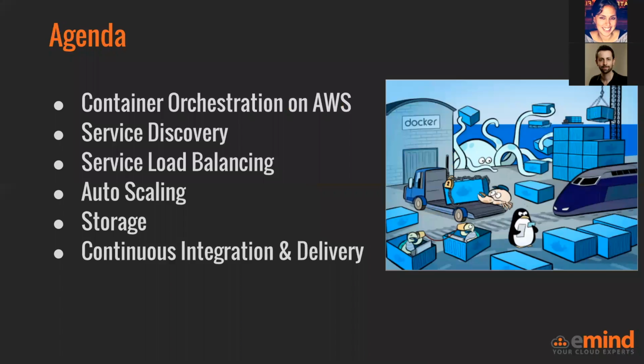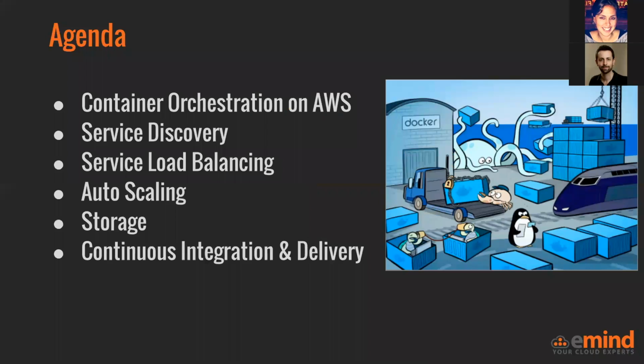Here is what we're going to talk about today. We're going to begin by talking about container orchestration on AWS. Next, we will discuss the service discovery problem and suggest some practical solutions to it. We're going to talk about load balancing in the context of Docker applications.